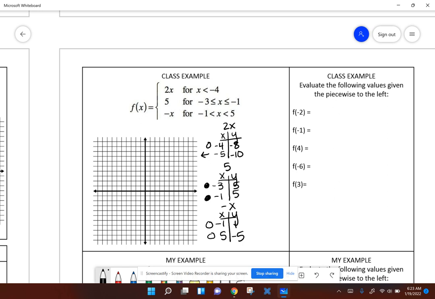So at -4, -8, I'm going to have an open dot. At -5, -10, I'm going to have an arrow. So what I'm going to do is go from my open dot and then draw the arrow going to the left.